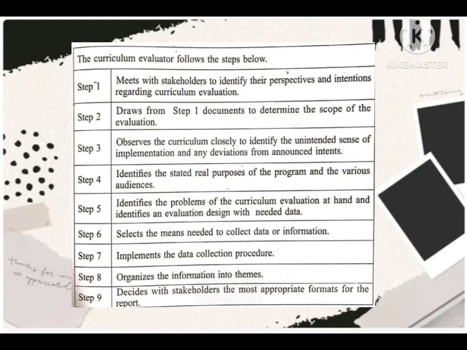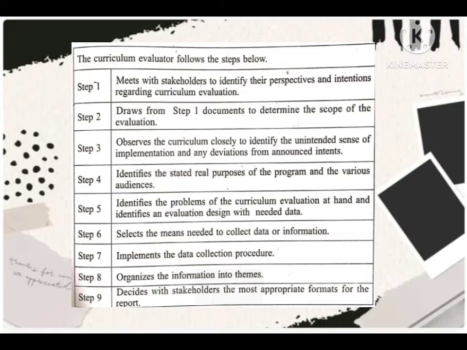Next one is the Stake responsive model. The responsive model is oriented more directly to program activities than to program intents. The curriculum evaluators need to follow these steps. In step 1, meet with stakeholders to identify their perspective and intention regarding curriculum evaluation.